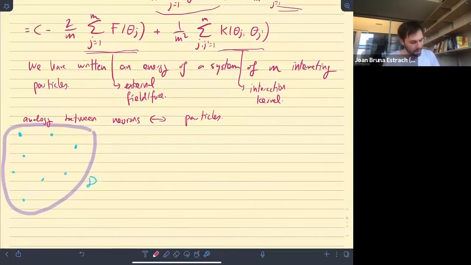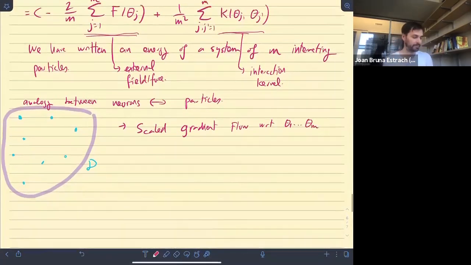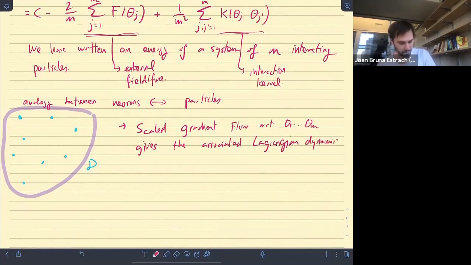And so now let's write down the dynamics, right? The dynamics in our case are given by gradient flow. I just think about continuous time, so think about gradient flow on the energy loss, right? So if we take the gradient flow and we apply a very gentle scaling, with respect to theta 1 to theta M, it gives me the associated Lagrangian dynamics.